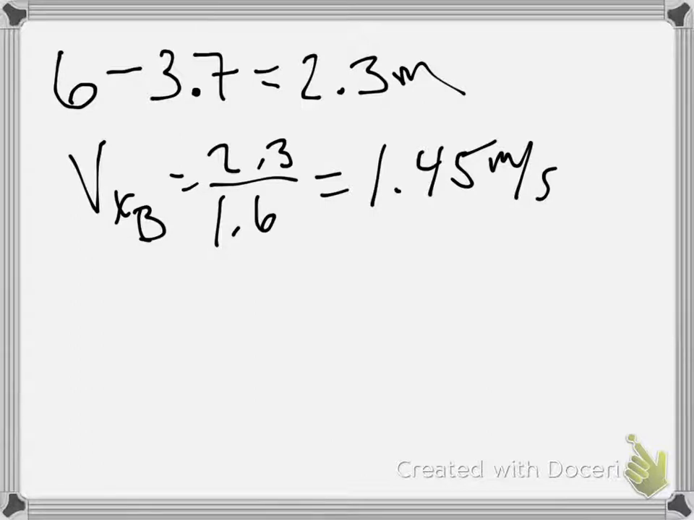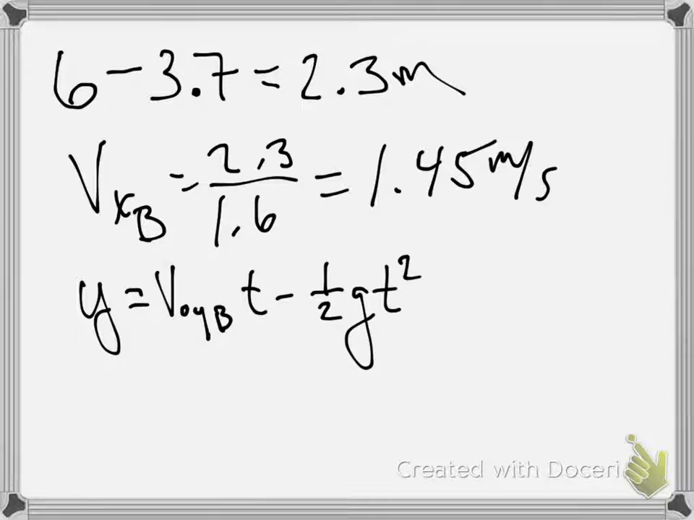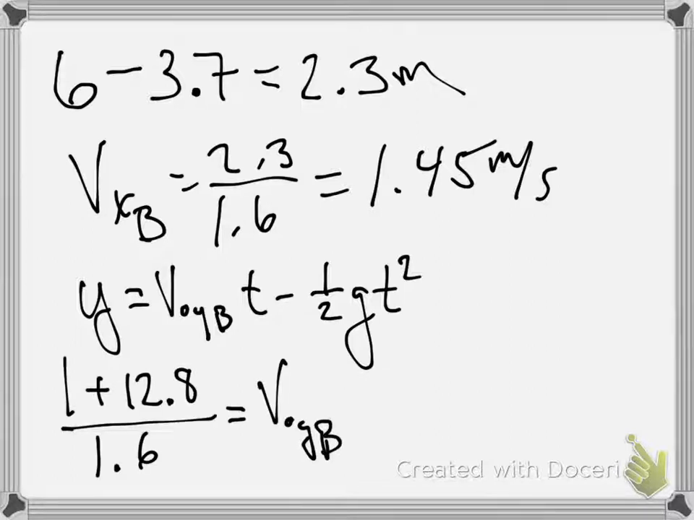If I can just find its y velocity, I can use Pythagorean to get the overall velocity. So I'm going to plug in the y direction now, 1 meter. I'm going to plug in the time. I know they collide in 1.6 seconds. And I'm going to plug in gravity. And I'm going to solve it now for initial y velocity.